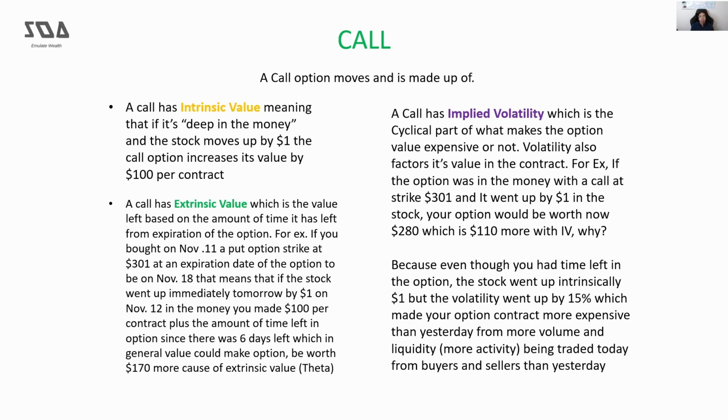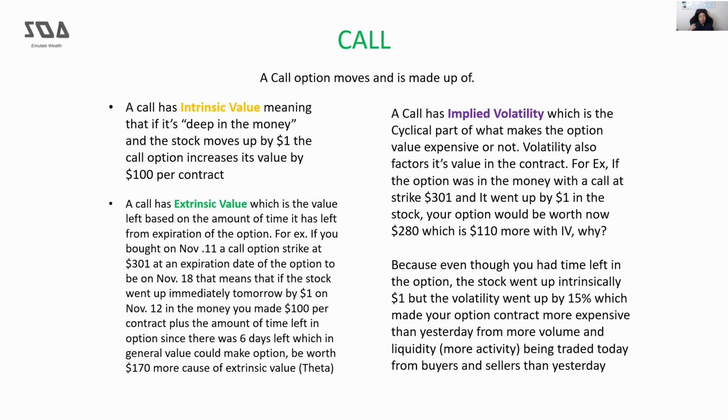One of them is intrinsic value, meaning that if it's deep in the money and the stock moves up by $1, the call option increases its value by $100 per contract. And then a call also has extrinsic value, which is the value left based on the amount of time it has left until expiration of the option.